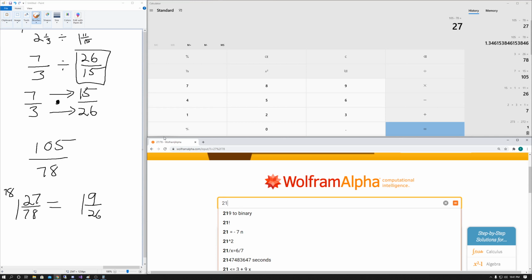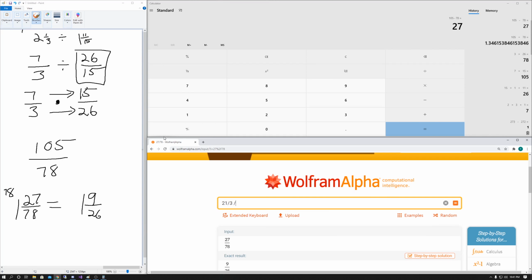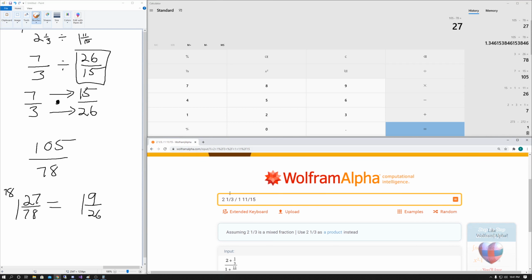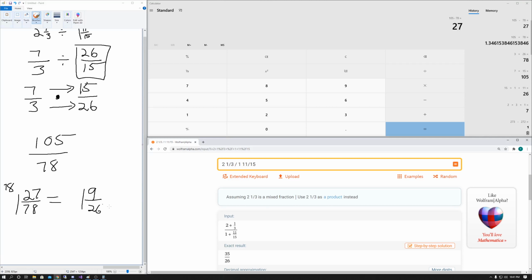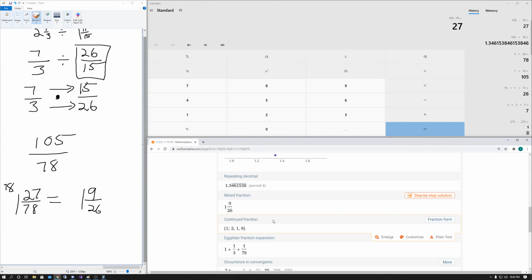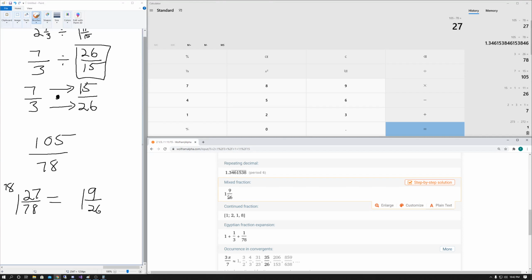So 2 1/3 divided by 1 11/15. So does that look right? 2 1/3 divided by 1 11/15. Yes, that is correct. So our final answer was 1 9/26. Let's scroll down. Mixed fraction, 1 9/26. That's exactly what we have.